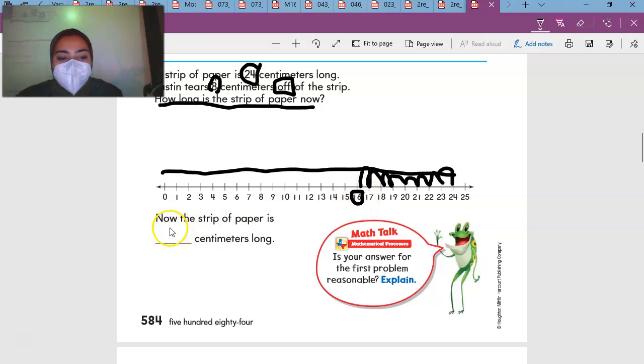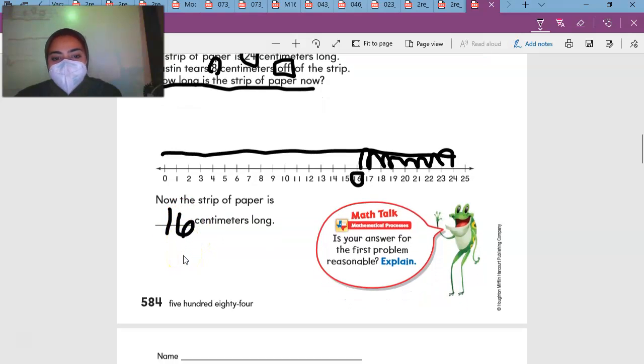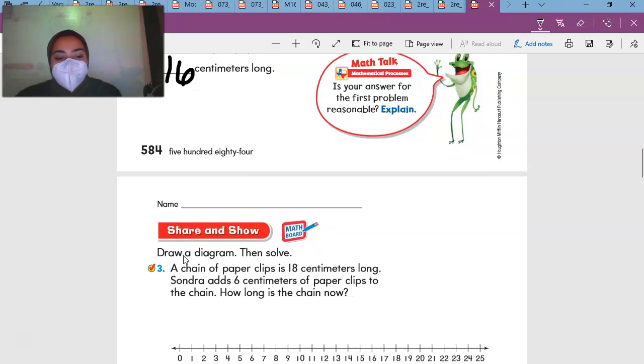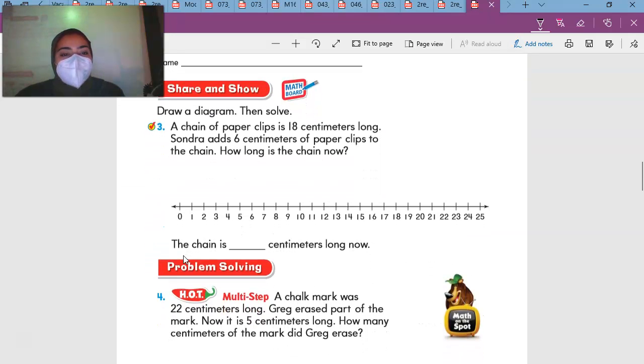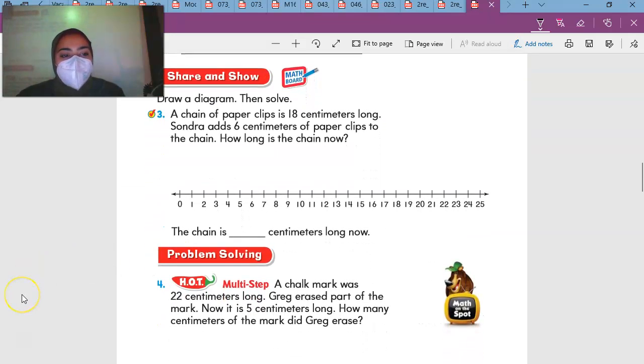16 what? Centimeters long. This is pretty easy, right? Very simple. Okay, I want you to try to do number 3 on your own. You can go ahead and pause the video now.